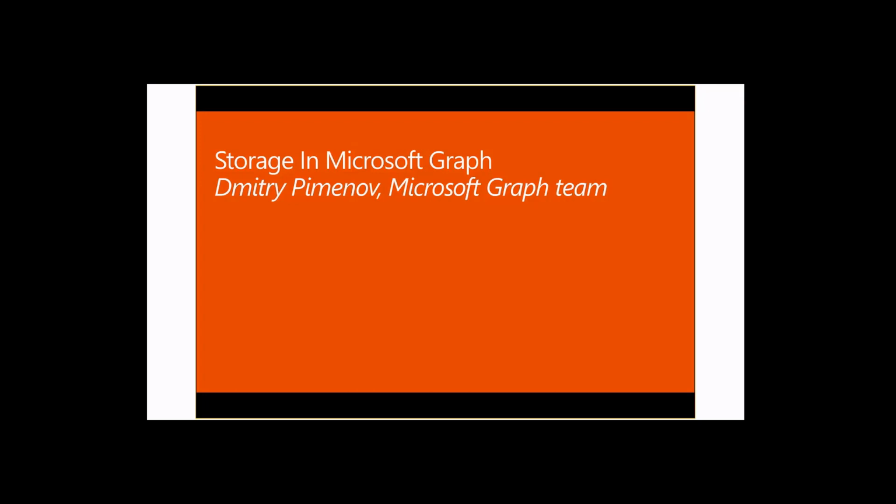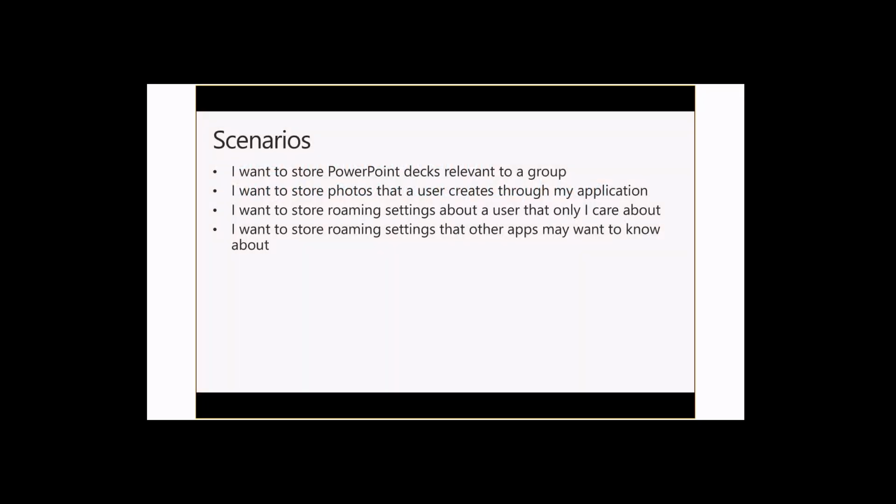So I briefly want to talk about storage in the graph, specifically around where to store custom data. There are a couple of different scenarios. You might have some PowerPoint decks related to a group. You might have some photos that are created by your application. You might want to store roaming settings like theme preferences or language preferences. And there are also scenarios where you might want to store settings about a user that other apps might want to know about. So there's a number of different mechanisms for storing data in Graph.